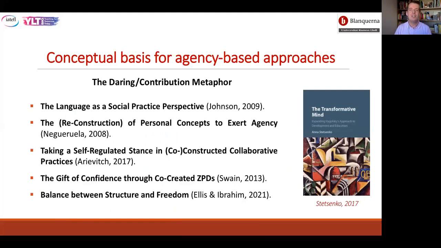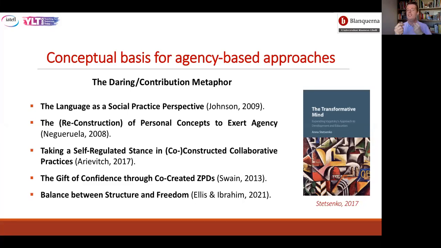However, as this teaching approach, this contribution metaphor, was created by Stetsenko for a wide variety of teaching activities, I have included 5 more aspects in order to relate it more to English language teaching. First and foremost, instead of only explaining knowledge about the language and how the language works, it's important for students to become aware of not only how the language works, but also how to use it in their own unique way. That is what is meant by language as a social practice perspective.